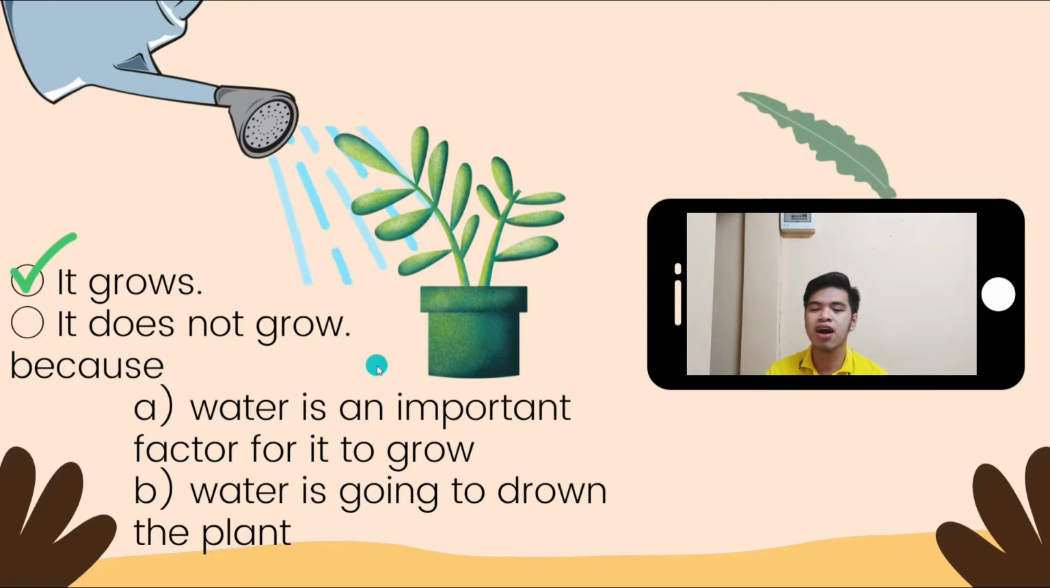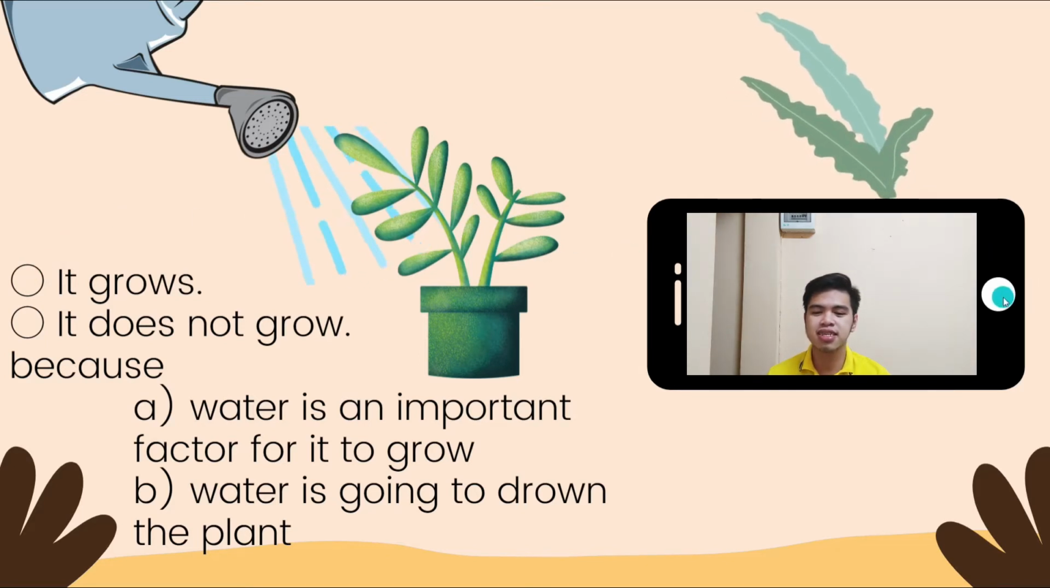Is it A, water is an important factor for it to grow? Or letter B, because water is going to drown the plants? So what do you think is the reason why the plant will grow when we water it?